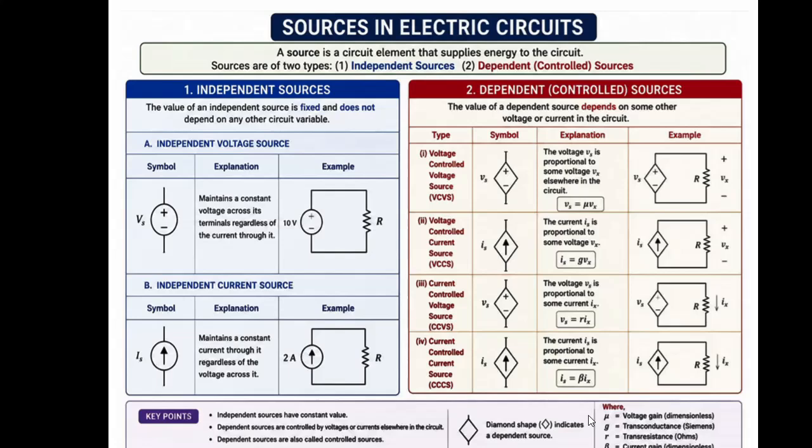At last, we conclude that the independent source will provide a constant value at any time without depending upon either voltage or current. The dependent sources are also called controlled sources. They are defined in terms of voltage or current elsewhere in the circuit.